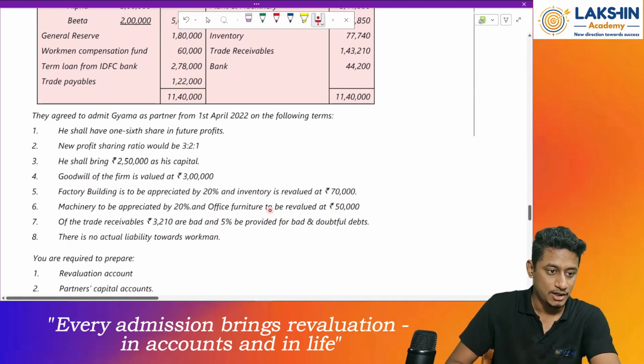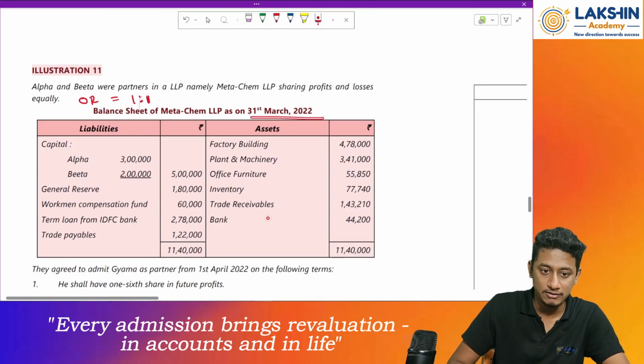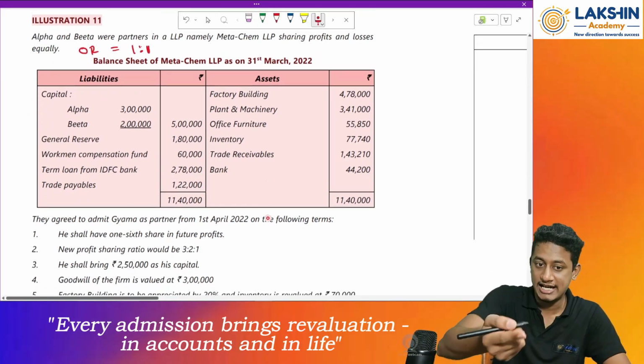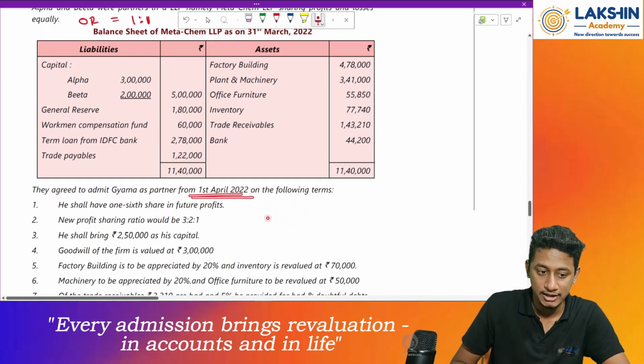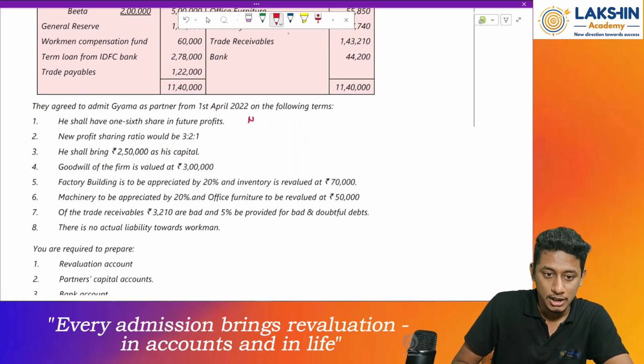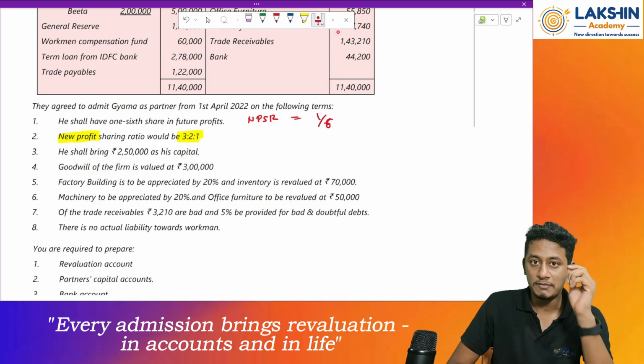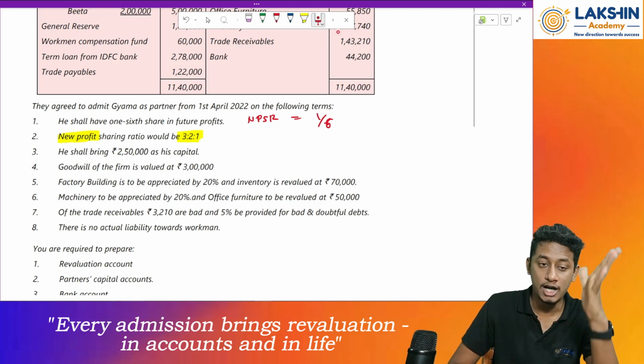Okay, next, the adjustments. They agreed to admit Gamma as a partner from 1st April 2022. See, the balance sheet is given for 31st March 2022, and on the next day itself they have admitted Gamma on the following terms. He shall have 1/6 share in the future profits. That means new PSR of Gamma is 1/6. Remember this. Next, the new profit sharing ratio is 3:2:1. Whom does 1 belong to? To Gamma. Remember this, okay?